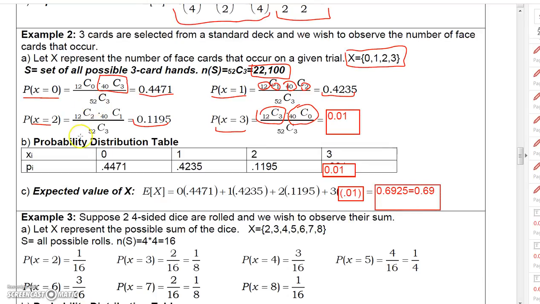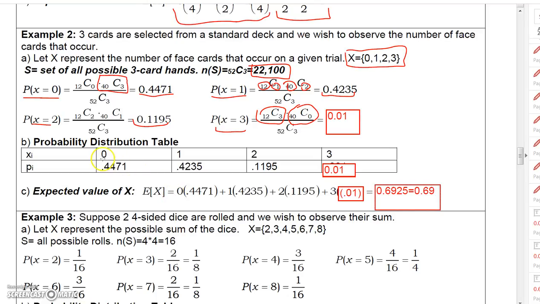Now, if I put these probabilities in the probability distribution table with their corresponding x values, then I get 0 with 0.4471 probability, 1 with 0.4235 probability, 2 with 0.1195 probability, and 3 with a 0.01 probability. And of course, if you add these four up, they should add up approximately to 1. If they don't add up exactly to 1, it's just because of the rounding.